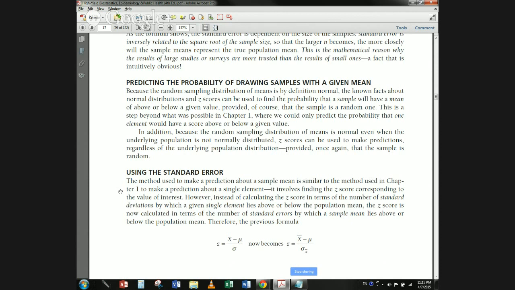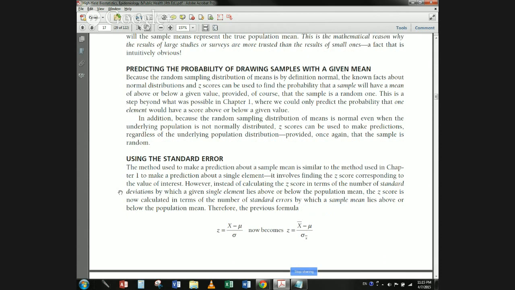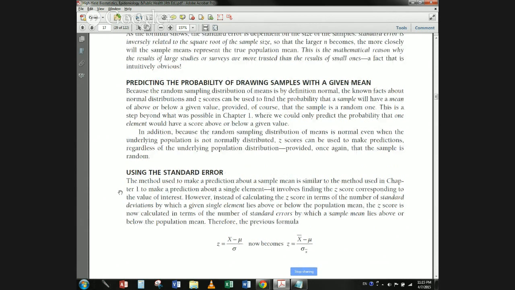In addition, because the random sampling distribution of means is normal even when the underlying population is not normally distributed, z-scores can be used to make predictions regardless of the underlying population distribution, provided once again that the sample is random. Using the standard error.